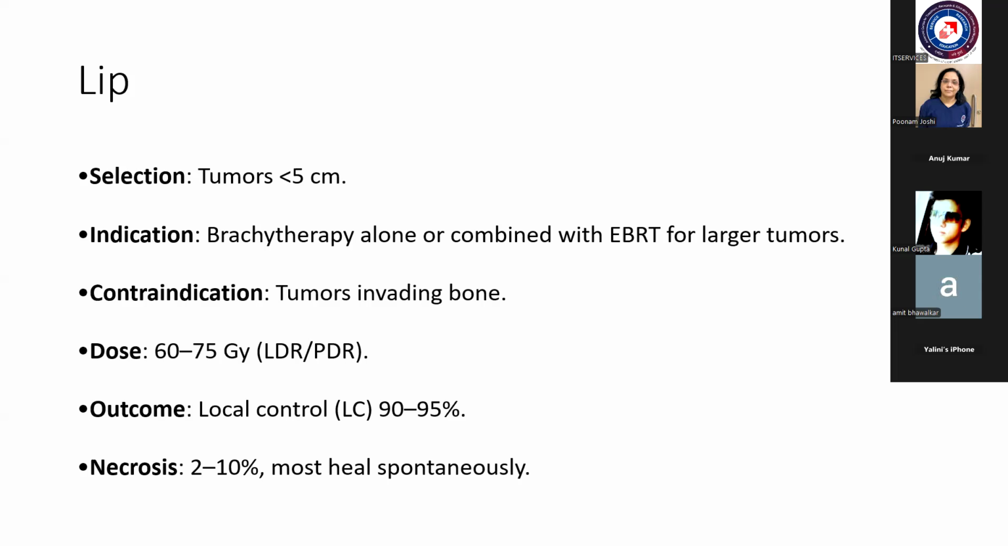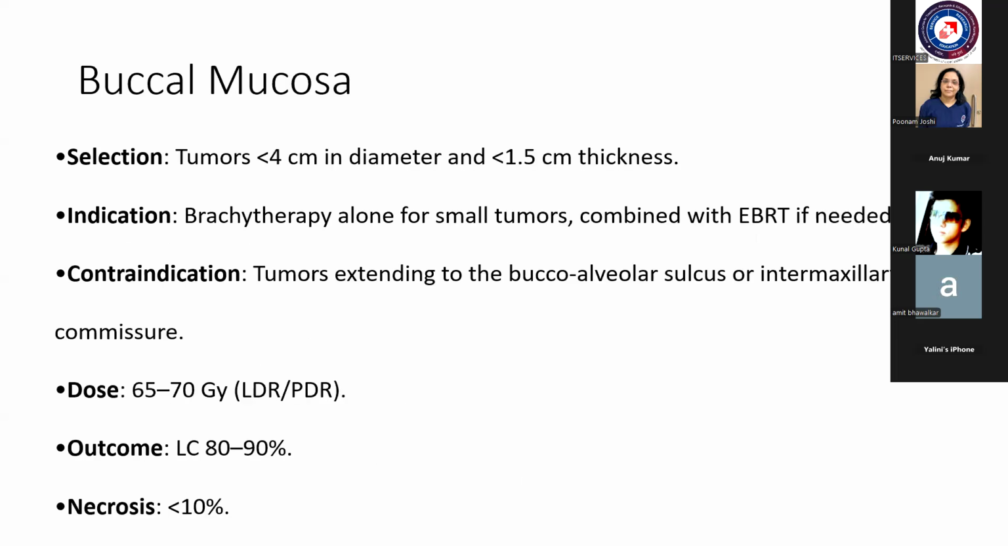In EBRT, we treat the primary tumor as well as the neck nodal regions to about 50 gray in 25 fractions. Then, depending upon the response at the primary site, we boost so that we give 70 gray equivalent to the gross disease. As we know, when you have disease involving the bone or near the bone, it is contraindicated. Local control is good. We should also think about necrosis that can happen in the long run. In buccal mucosa, tumors that are less than 4 centimeter in size are usually considered, with less than 1.5 centimeter thickness.